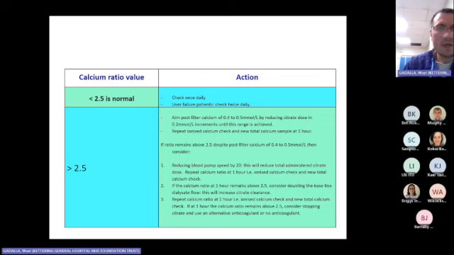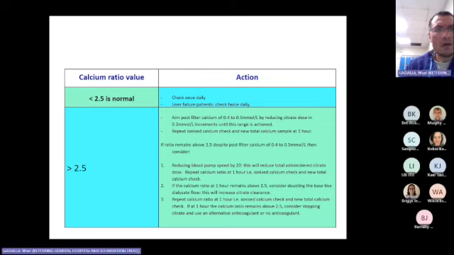So here, the calcium ratio again: if you find that the calcium ratio is less than 2.5, that means it is normal. So you can check once daily, and you can check the level 12 hourly if the patient has some degree of liver impairment.